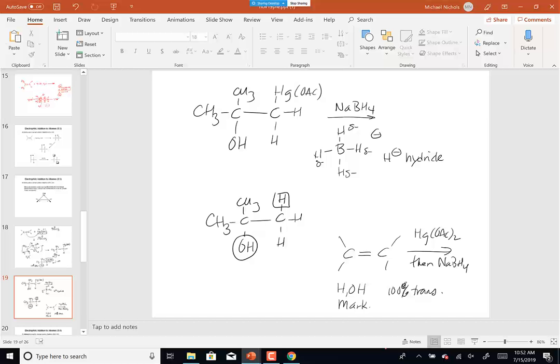So could this be regioselective? Yeah, because it's got Markovnikov, anti-Markovnikov. Could it be stereoselective? It could be, because I'm adding 100% trans. The question is, in the reaction, did I make a product with two chiral centers? So all this tells you in terms of stereo-regioselectivity is, could it be regioselective? Yes, if it's Markovnikov or anti-Markovnikov. Stereoselective, yes, possibly, because it's 100% trans.